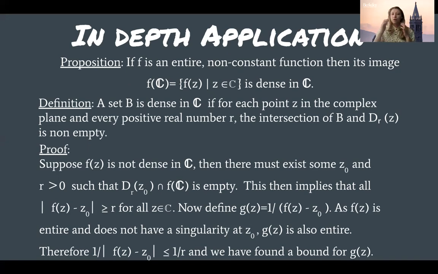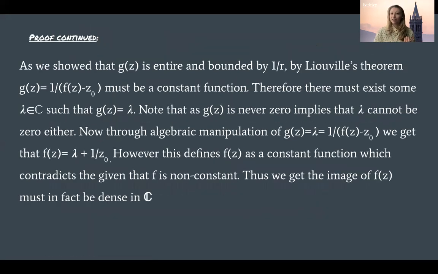And so, okay, great. What if we define g of z, kind of like we did in the last problem, as 1 over f of z minus z naught? Well, f of z is entire, and it doesn't have a singularity at z naught. So that means that g of z is entire. And let's look up at that inequality. What if we invert it? Then we get that 1 over f of z minus z naught is less than or equal to 1 over r. Well, that describes the magnitude of g of z. So we get that we have a bound for g of z. Okay, so now we've verified that g of z is entire and that it's bounded. So Liouville's theorem tells us that g of z has to be constant.